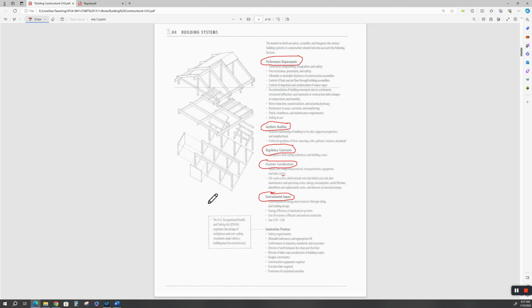Are we in a super rainy, hurricane-based area? Yes, we are. So we're going to have to look at wind and rain resistance. All right? And construction practices.